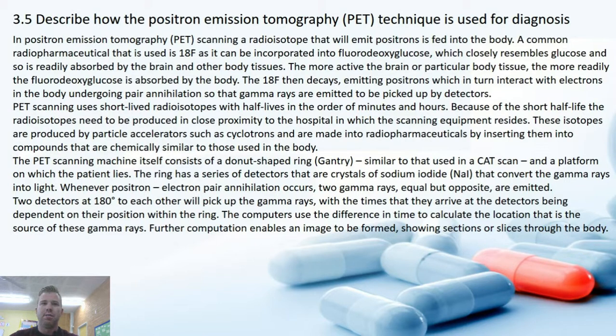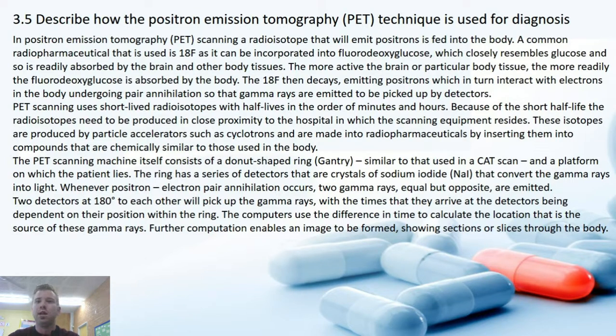So in a positron emission tomography or PET scan, a radioisotope, which we mentioned in 3.1, that will emit positrons, is fed into the body. A common radiopharmaceutical that is used is fluorine-18 or 18F, as it is incorporated into fluorodeoxyglucose, which closely resembles glucose and is readily absorbed by the brain and other tissues. The more active the brain or particular body tissue, the more readily the fluorodeoxyglucose is absorbed by the body.